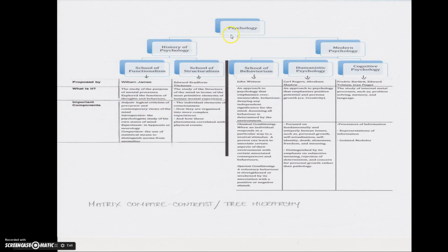This is an example of a student that did one for psychology. I think it's 104 or 105. They had the history of psychology. They broke it down into history and then modern history, so I'm guessing this is early history. They looked at 2 different types, and then they looked at modern psychology as being these 3 types, and they compared and contrasted them by who was involved, what exactly is each school, and then just the important components. This is a great way to review.